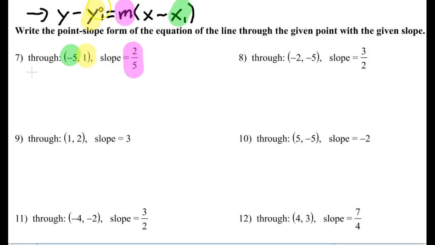Just make sure you put the right number in the right place, and then recall that when you plug in a negative, it's going to be minus a negative. So we'll have here y minus 1 equals 2 or 5, and then x minus a negative 5. Okay. The only thing you really need to simplify from here, and then you're finished, is that anytime you have a double negative, make it a positive.